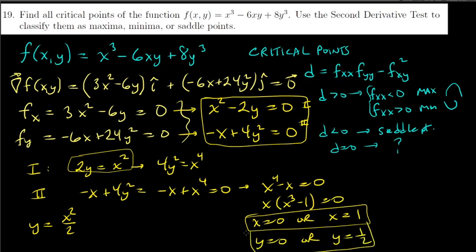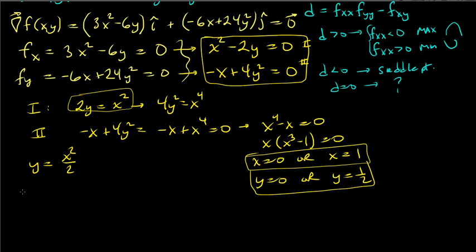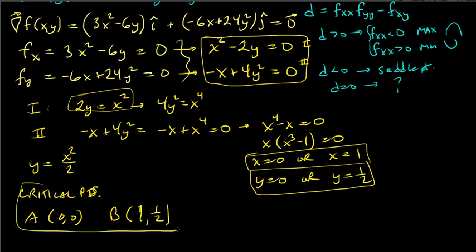Right, so it looks like we get 2 critical points. I'll call them A and B. So point A is just the origin, 0, 0. And point B is 1, 1/2. I'm getting confused here. Yes, x equals 1, y equals 1/2, right? So those are our 2 critical points. And now we just figure out whether we get a maximum, minimum, or neither for each. So let's start with point A.